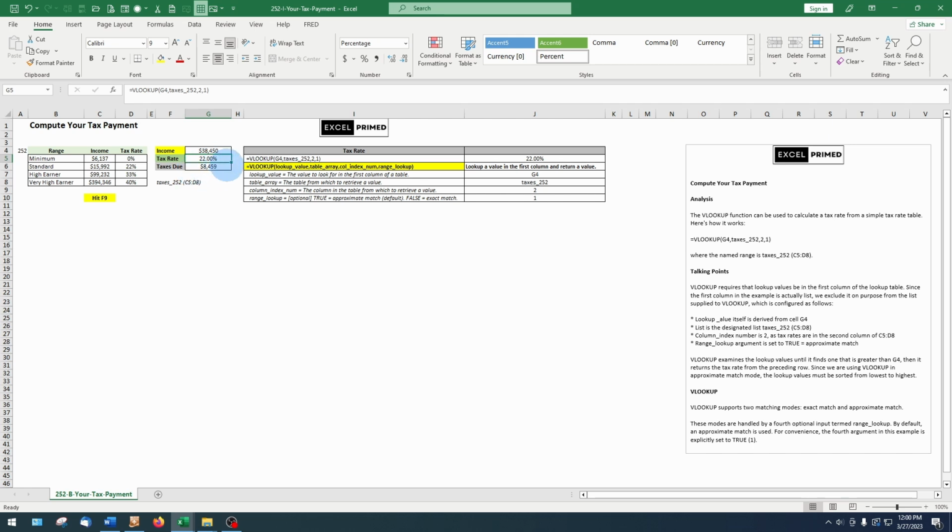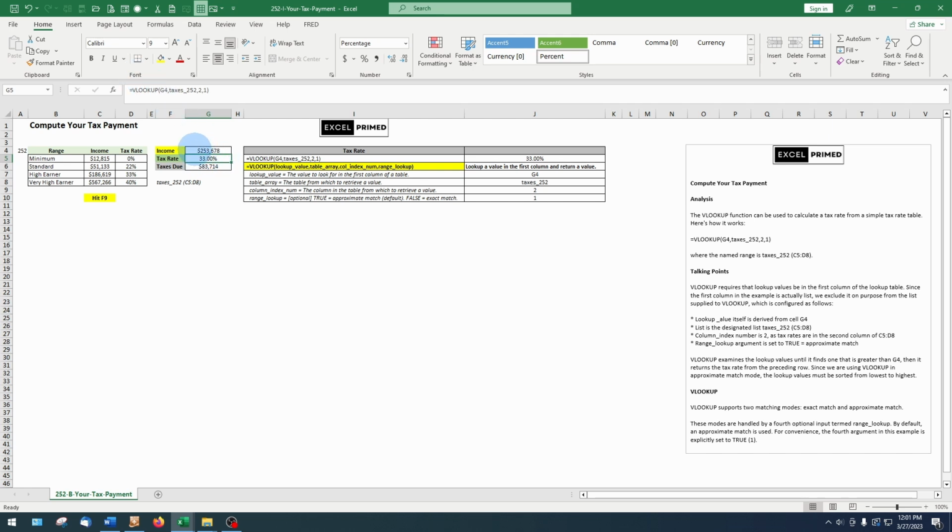Here, random tax rate. It's not random, we're looking up. If our tax rate is 22%, okay, the tax rate can be anywhere between 0 and 40. That's one of our VLOOKUPs. VLOOKUP based on this income, what is our tax rate?